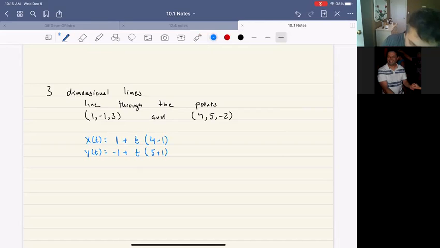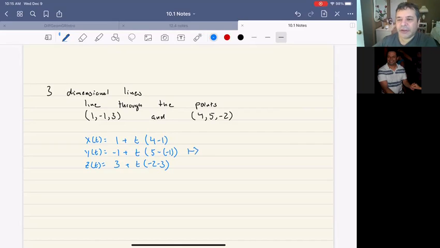And finally, z of t starts at 3 plus t times -2 minus 3, which is -5. Well, let me write it this way. Let me actually rewrite this one.